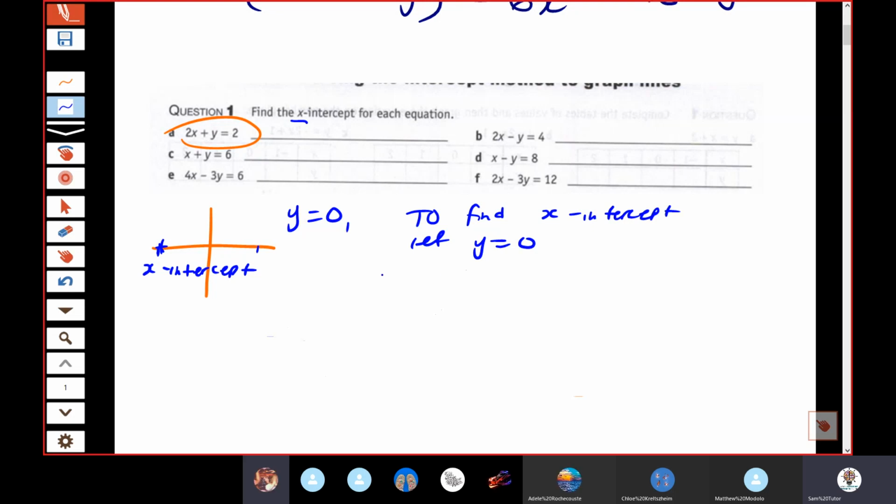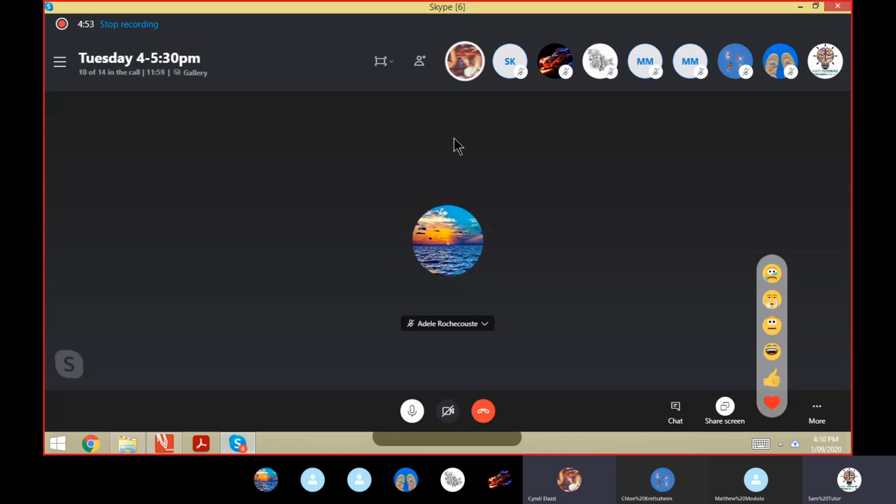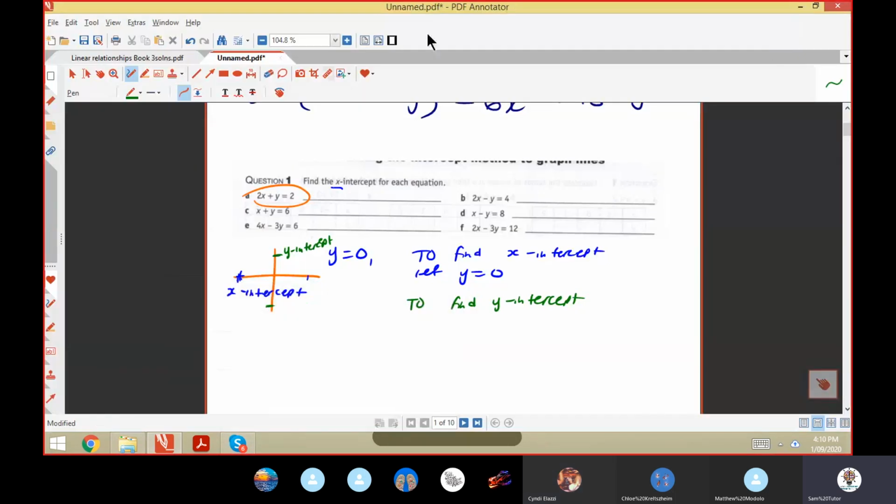And since we're here, these lines here are obviously called your y-intercept. To find the y-intercept, someone's on, hold on. Sorry, I'm going to mute you there.